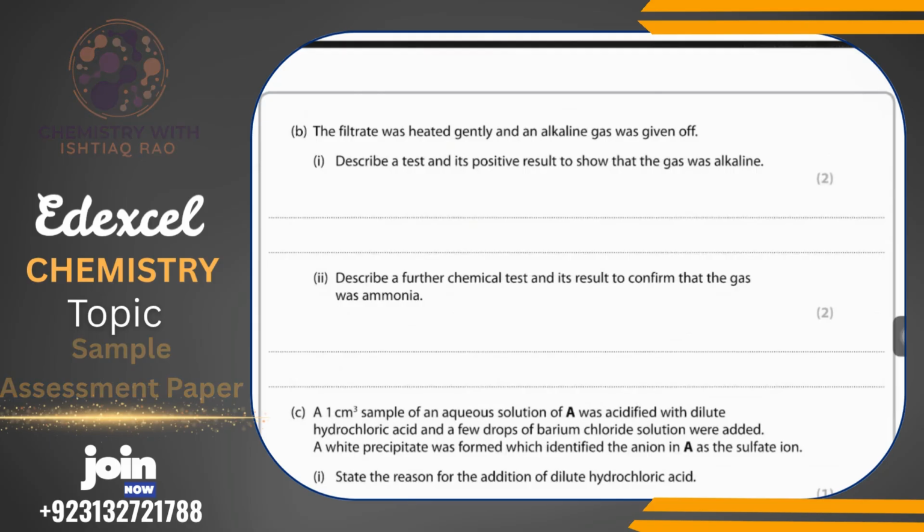The filtrate was heated gently and an alkaline gas was given off. Describe a test and its positive result to show that the gas was alkaline. Place litmus paper at the mouth of the test tube.